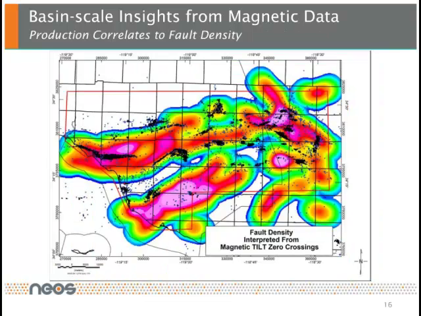Using the outlines of the magnetic bodies interpreted in the previous slide to produce a fault density map shown in this slide, one can obtain an understanding of how well the known production correlates with the interpretation. In this case, almost all of the production is contained within the bounds of this trend analysis.